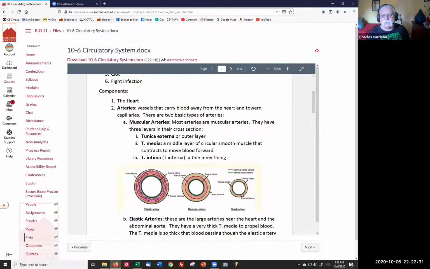Components, well, the heart, you're going to be reading about that. You'll have plenty of time, and we will definitely be doing that on Thursday in the laboratory.